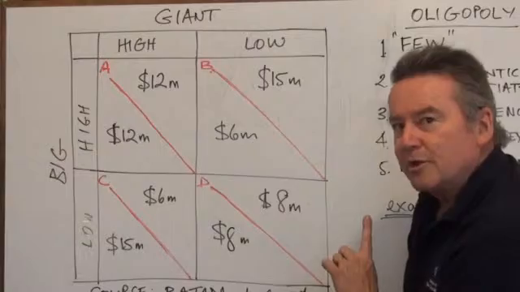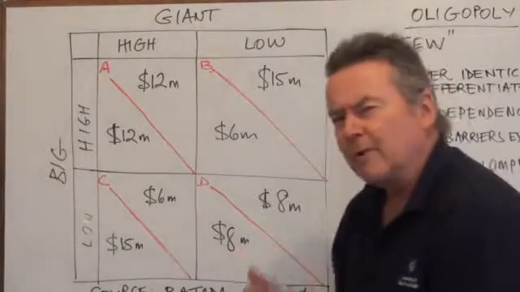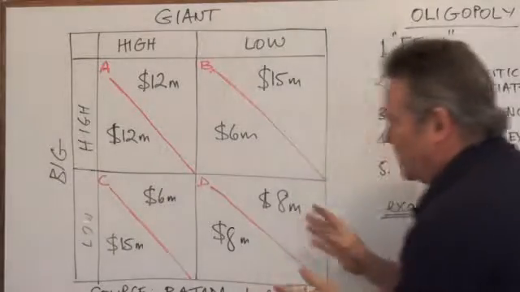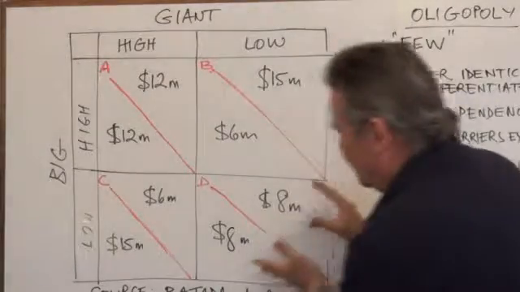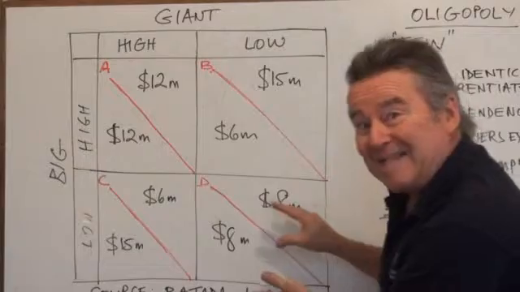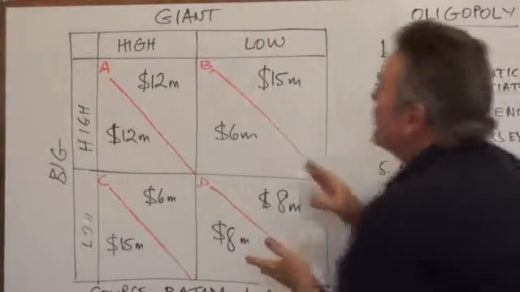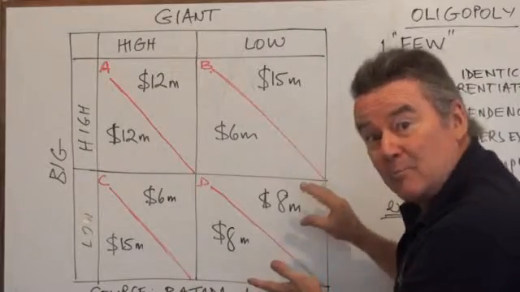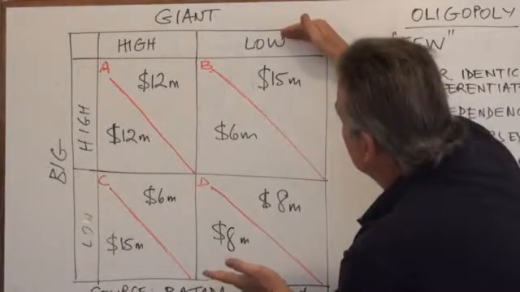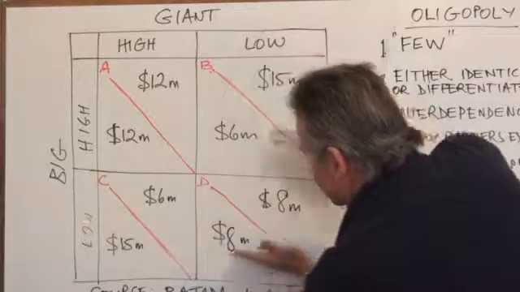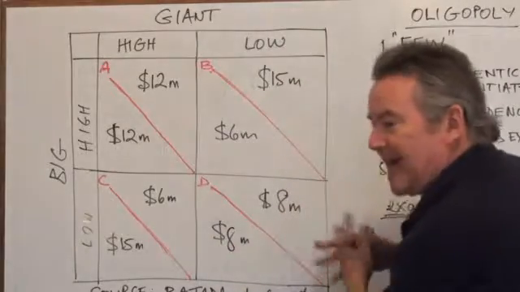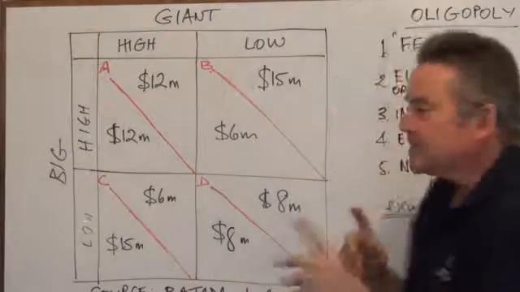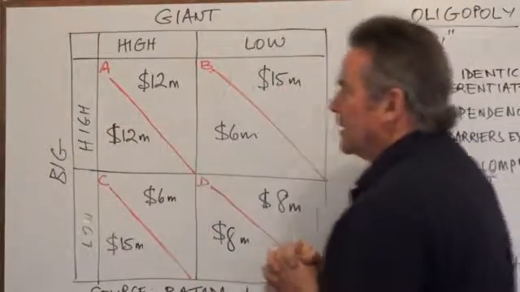What do we find in box D? Probably the most likely outcome. In fact, we call this the maxi-min strategy, where both companies are maximising their minimum payoffs. So Giant goes low, Big goes low, and they end up with $8 million in industry profits apiece.